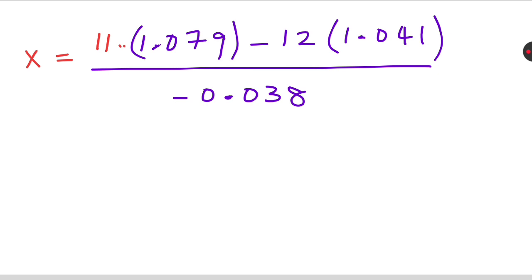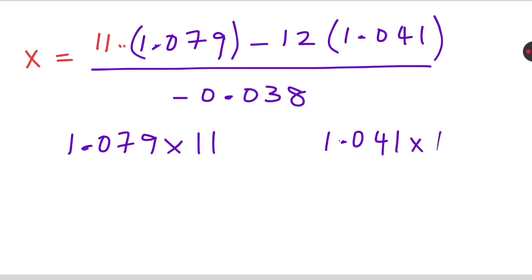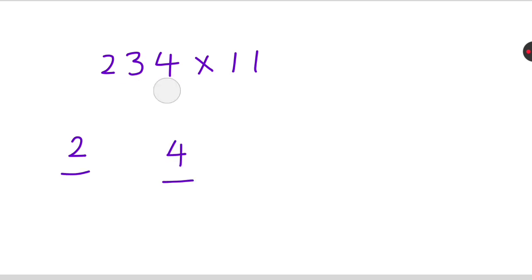So now you need to multiply 1.079 times 11, and here 1.041 times 12. Now I am going to explain a shortcut trick for multiplying by 11. First I will show one example. Suppose we have the number 234 times 11. Whatever the given number, first you write the first digit here, and the last digit you just write here, 4. This is our first step.